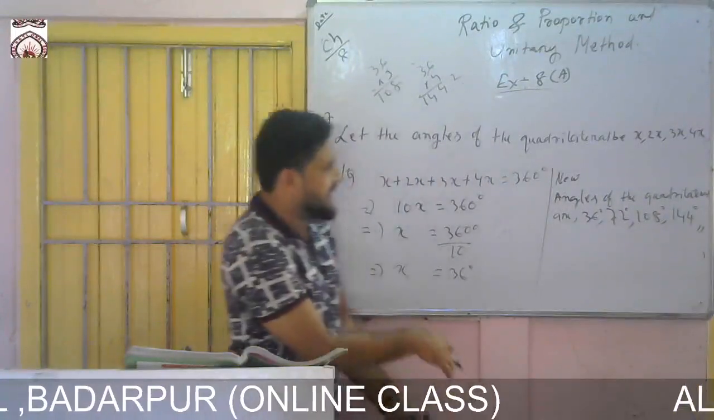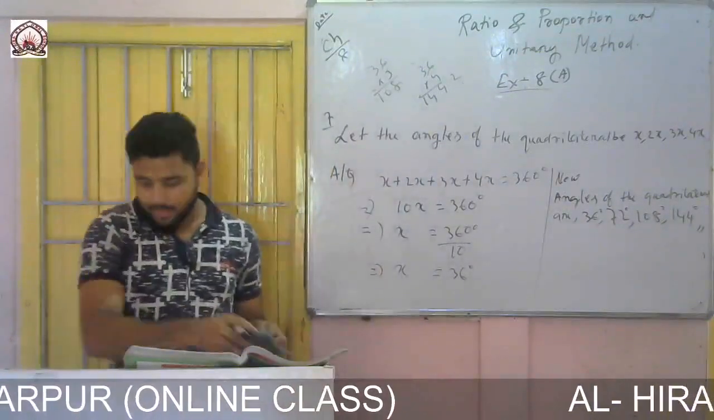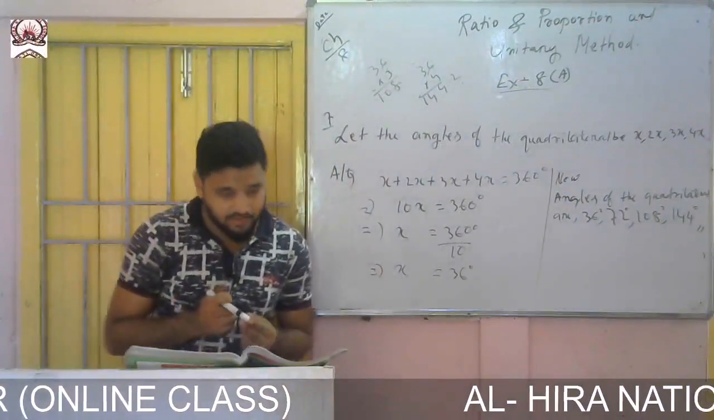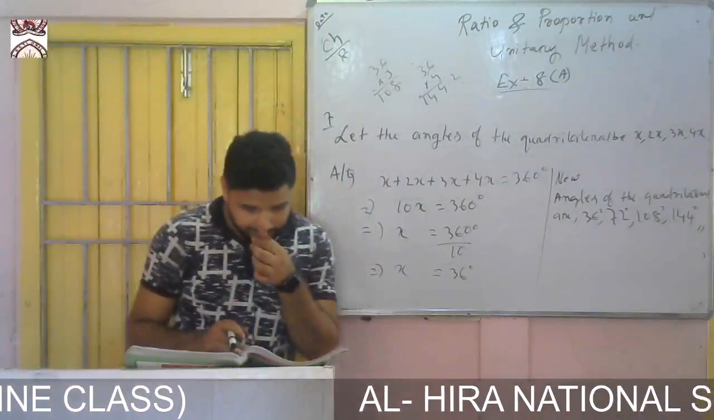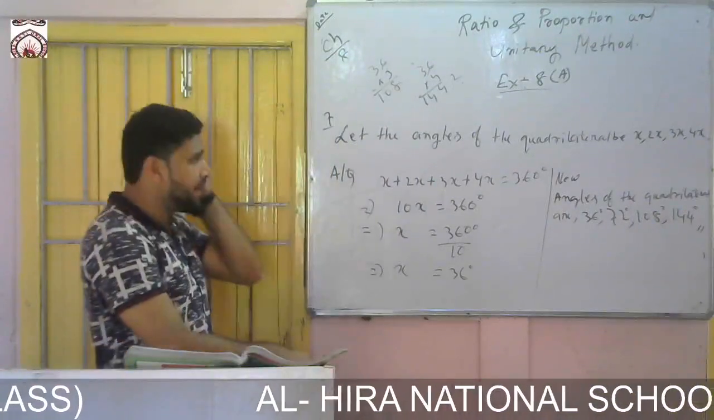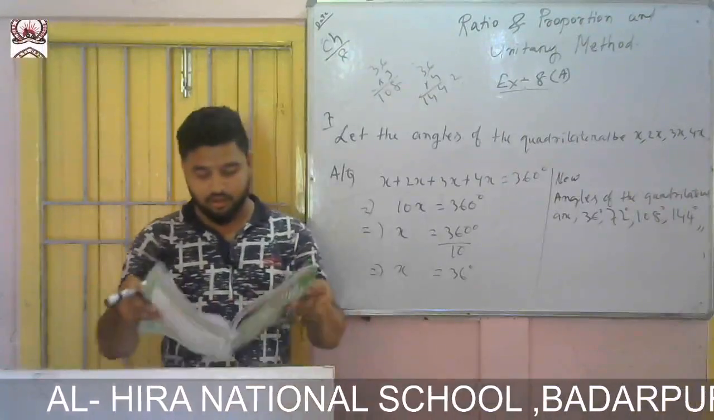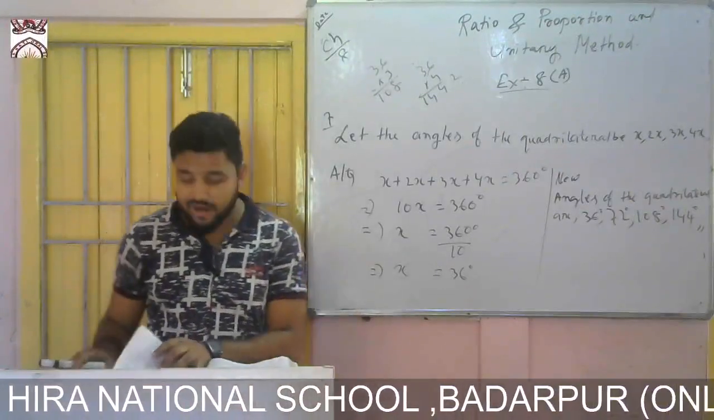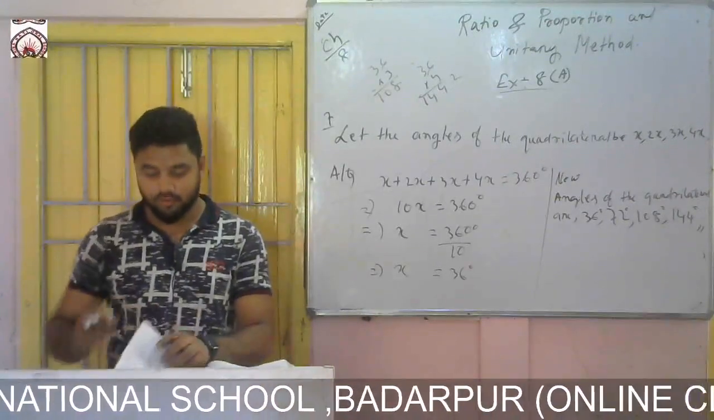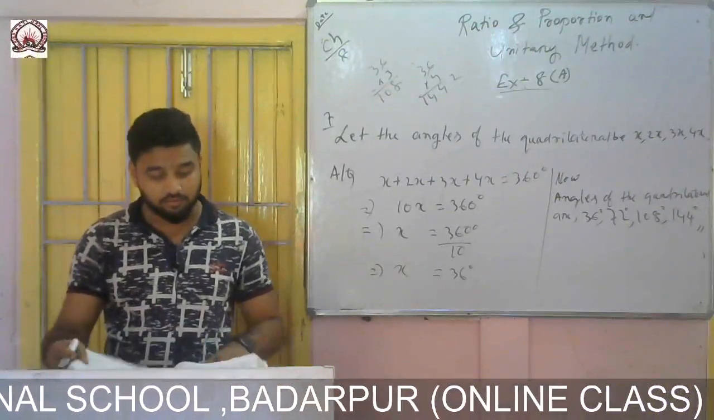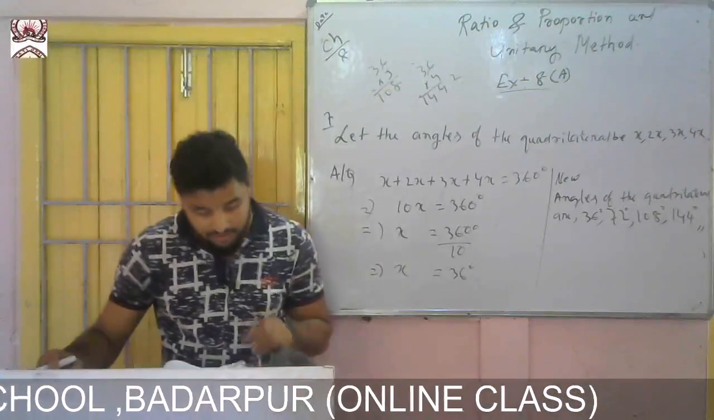Okay. So the angles of the quadrilateral are 36, 72, 108 and 144 degree. Okay. Now question number 8.